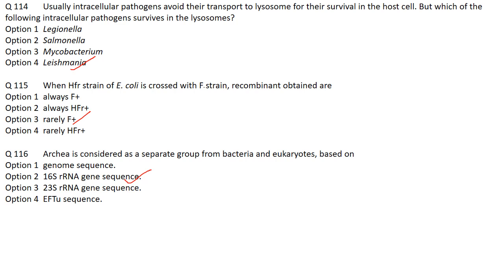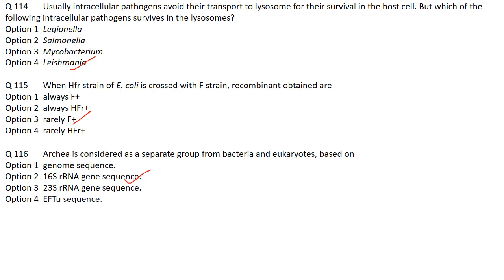Okay, next one. When an HFR strain of E. coli is crossed with an F minus strain, recombinants obtained are rarely F plus, because the transfer of the complete F factor rarely takes place when a cross is between an HFR and an F minus bacterial strain.